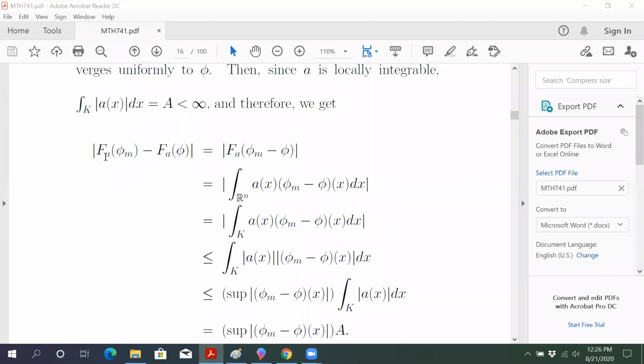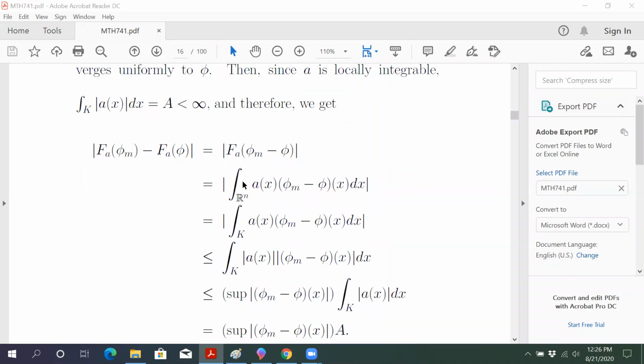The absolute value of FA phi m minus FA phi. FA is linear, we already supposed that we proved it, I left it to you. So FA is linear, we can say the absolute value of FA of phi m minus phi. And this is very similar to that example. What is the formula of FA? Integral on Rn of ax times phi m minus phi x dx.